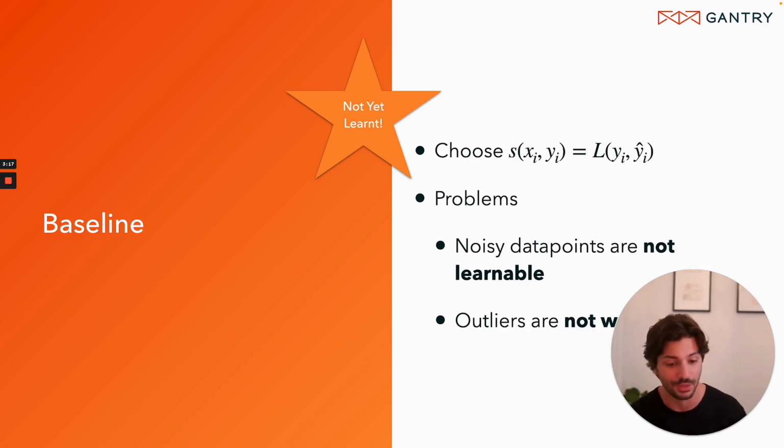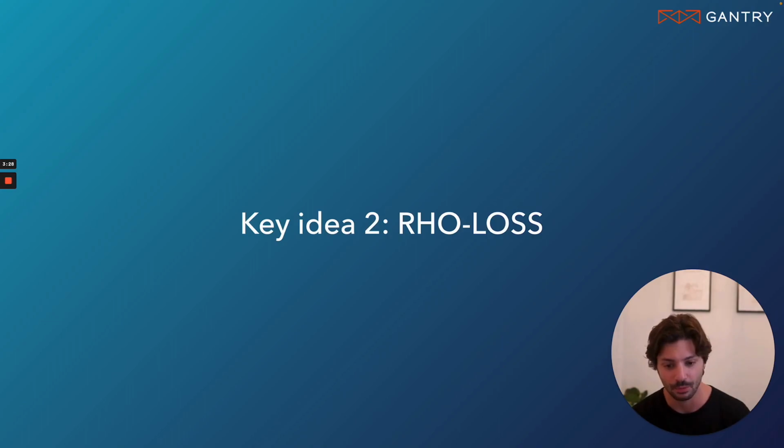They'll have a high loss, but they aren't important for our model performing well in the real world because we just won't see many data points like this. So these data points are not worth learning. And that brings us to the second key idea in this paper, which is the row loss.